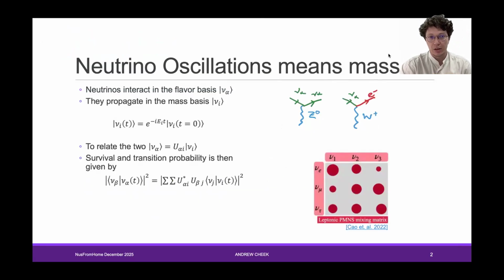So we all know the standard scenario is that neutrino oscillations mean neutrinos have mass. The story goes that neutrinos interact in the flavor basis via the electroweak interactions that I show here, and they propagate in the mass basis like every particle does. You relate these two by a unitary transformation matrix U, the PMNS matrix, which I graphically show here. Because this matrix has non-diagonal terms, you can have transition probabilities: after a given time of propagation, a neutrino in the beta flavor state can transition into the alpha or a different flavor state.